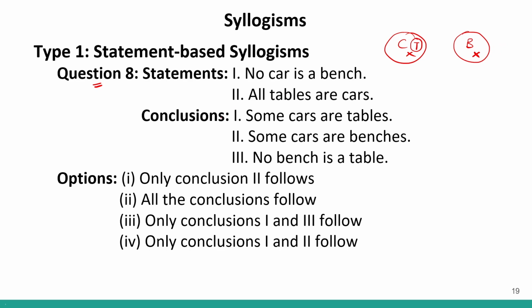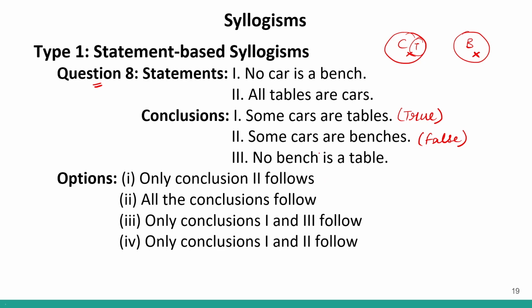Based on this diagram, let us look at the conclusions. Conclusion 1 says some cars are tables. So obviously there is this portion that some cars are tables. So this is true. Conclusion number 2 says some cars are benches. This is definitely false, because cars and benches are not overlapping with each other.